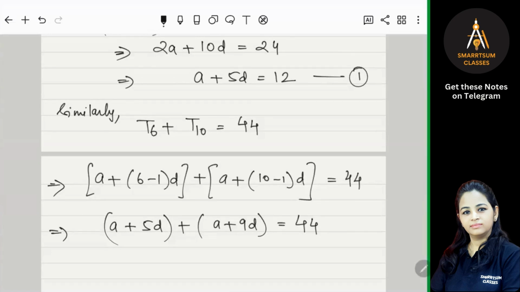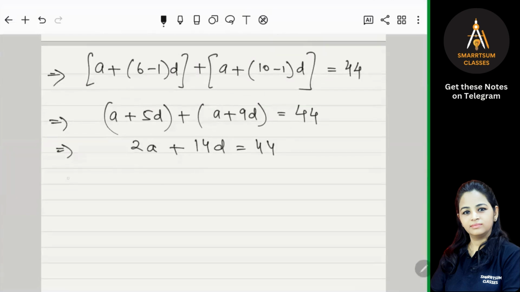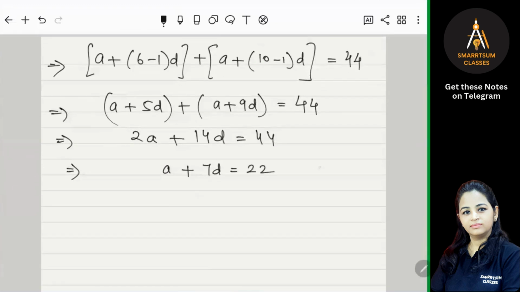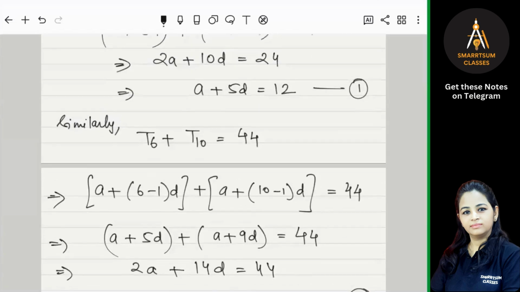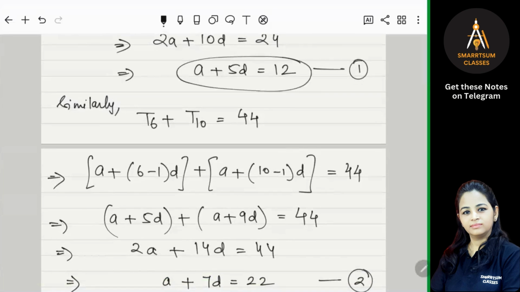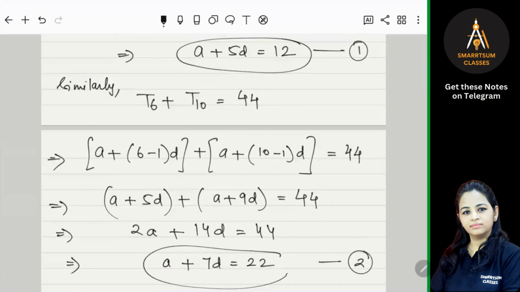Now simplify. a plus a will become 2a, and 5d plus 9d is 14d, equal to 44. Now 2, 14 and 44 are all multiples of 2, so we can write it as a plus 7d is equal to 22 by dividing both sides by 2. In this way we have got equation number 2. So we have two equations: a plus 5d is equal to 12 and a plus 7d is equal to 22.